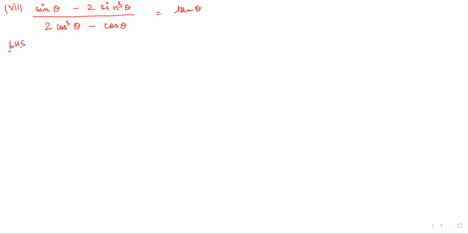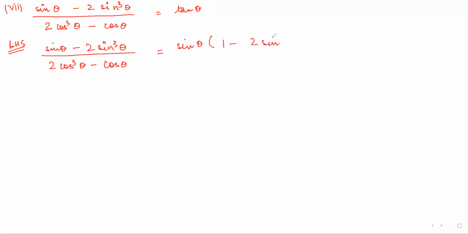First of all, let us take LHS. So you write your LHS: sine theta minus 2 sine cube theta divided by 2 cos cube theta minus cos theta. I'm taking sine theta common, so sine theta into 1 minus 2 sine square theta, divided by, same, I can take cos theta common, and then I'm left with 2 cos square theta minus 1, correct?